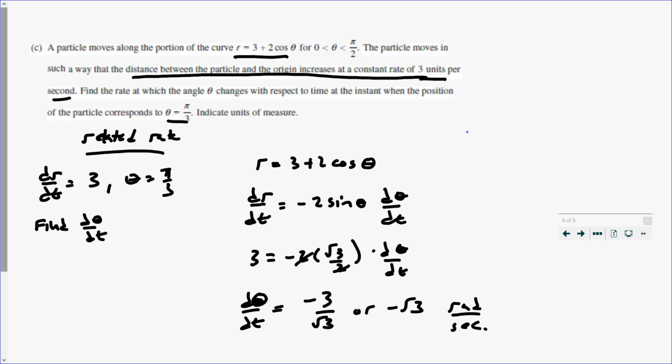Let's take a look here. You get 1 point for the derivative, and basically 2 points for your answer. 1 point for plugging in and 1 point for your answer there. That's not a hard question to get.